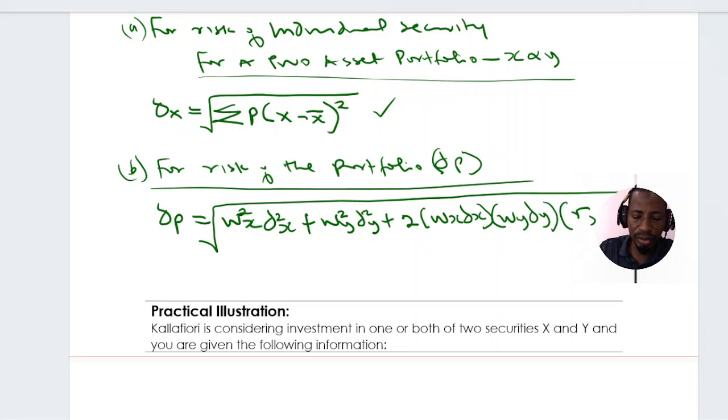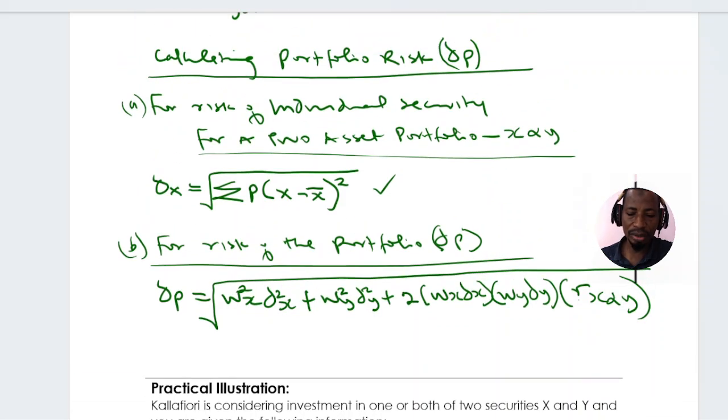So I will repeat. WX is the proportion invested on security X. σ²X is the variance of security X. WY is the proportion invested on security Y, multiplied by the variance of security Y. Then the proportion invested on security X, the standard deviation of security X, the proportion invested on security Y, the standard deviation of security Y. R represents the correlation coefficient between security X and Y. So that is the formula for calculating risk.